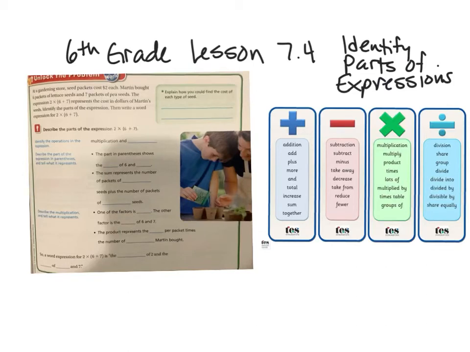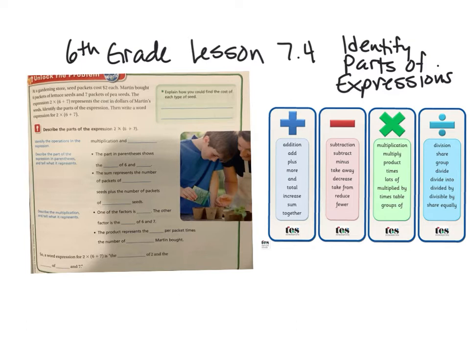Sixth grade lesson 7.4 is identifying parts of expressions. And really, this is just allowing your brain to get a chance to understand what the parts are, what the pieces are. It's helping your brain get deeper into how to solve them. If you understand the parts, that helps you with translation from word problem into an expression. It helps you with the solving of it. So it's just giving your brain some time to understand all the parts of it, breaking it down for us, giving us the foundational pieces.